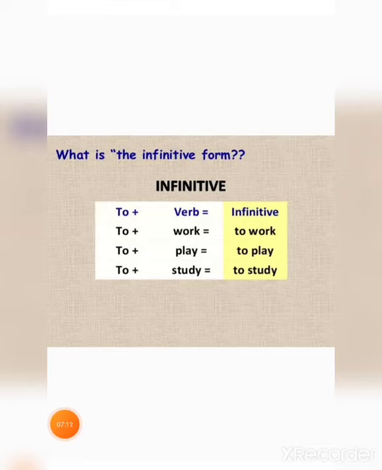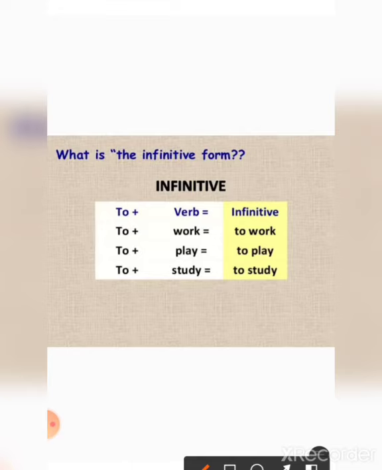Now let us move towards our main topic, which is infinitive. So what is infinitive? Very easy, students. Infinitive means after to you have to write the present tense of the verb. Always. You cannot write past tense, you cannot write future tense, you cannot write any other form of the verb, past participle form of the verb also you cannot write. Only present tense you have to write after to.